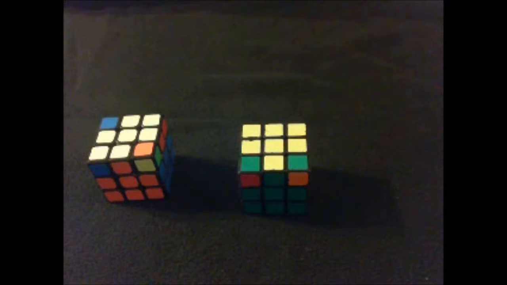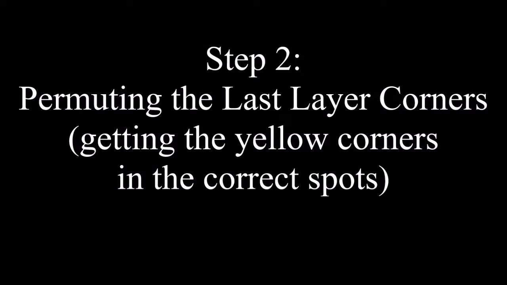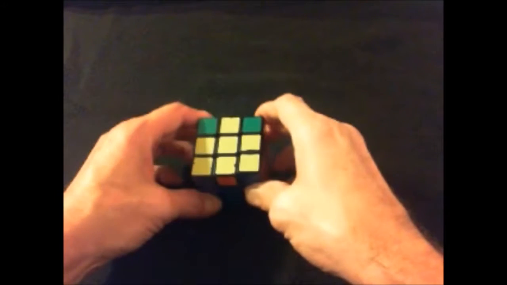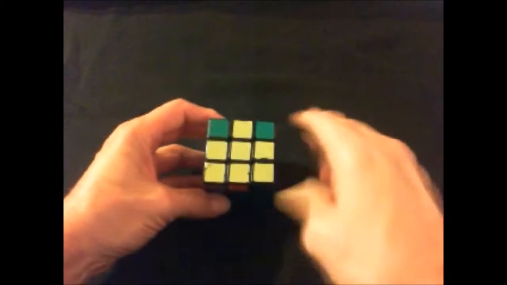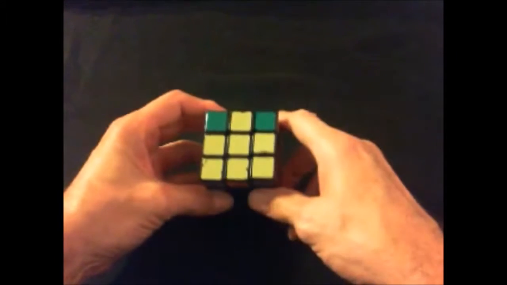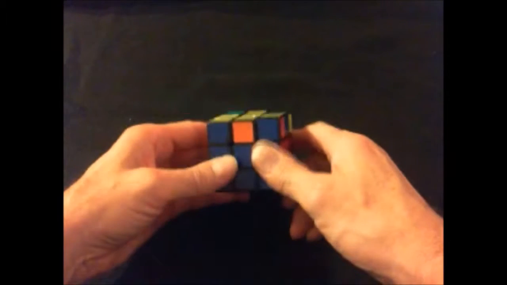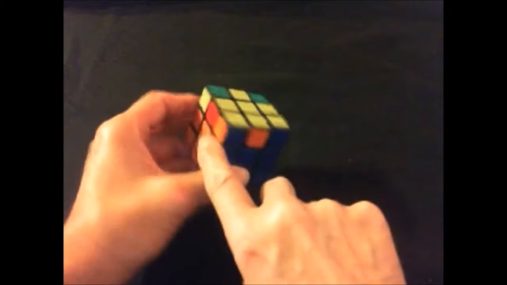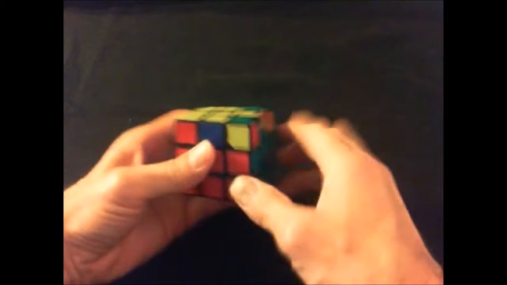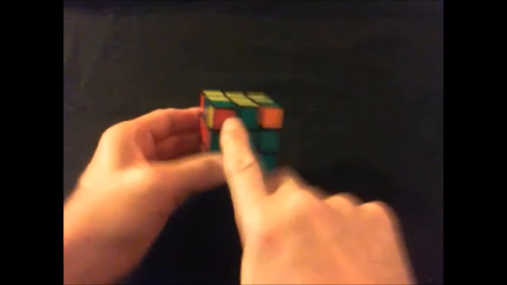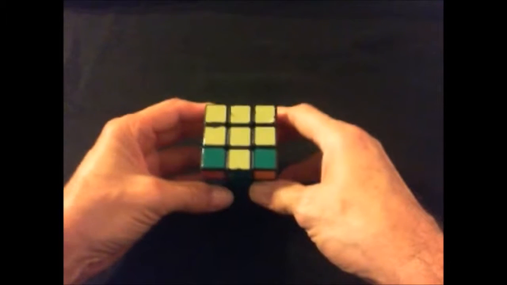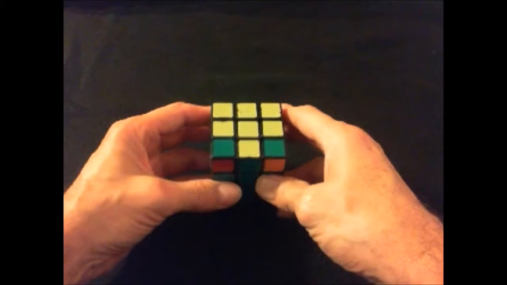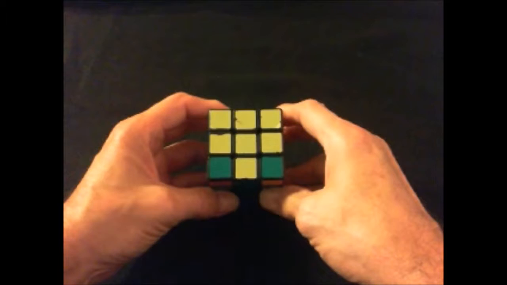Now, on to permuting the last layer corners. After we've made the cross, what we want to do is get the last layer corners in the correct spot. Now on this one we can see there's 2 blues on this side, so we need blue orange over here, blue red over here. The greens are on this side and we need green red and green orange. So you may be lucky enough after forming the cross that you already have the last layer corners in the correct spot.